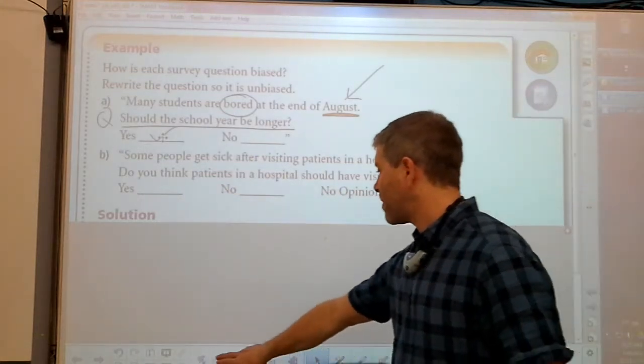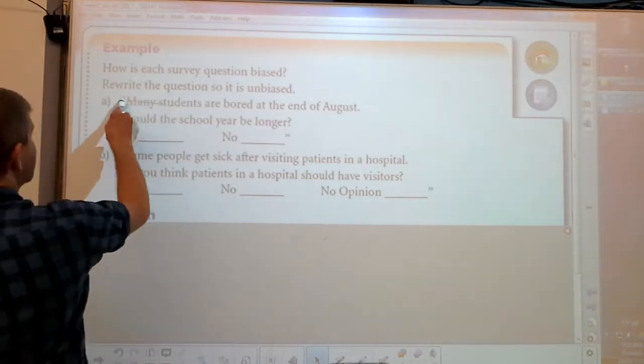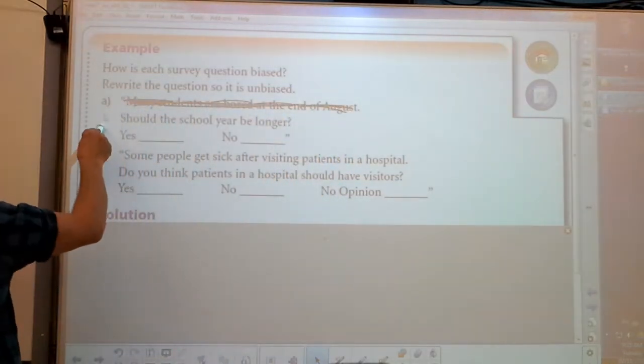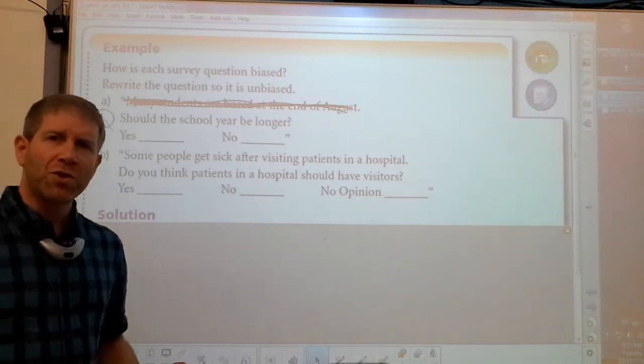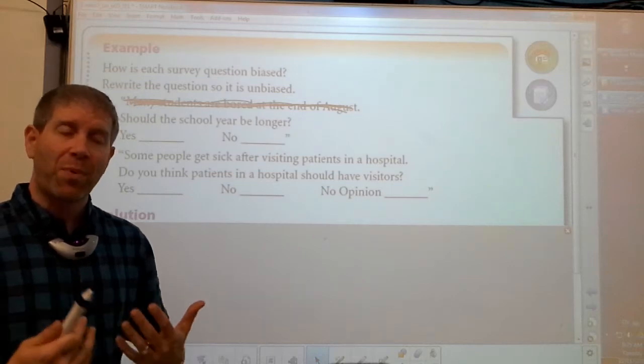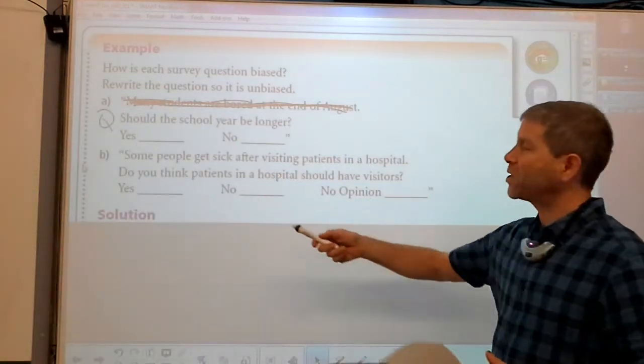How could we get rid of that bias? Well, simply we could just cross out this first part here because it's not necessary and just start with our question. Should the school year be longer? Yes or no? And then only your opinion is part of the question. Let's look at the next one.